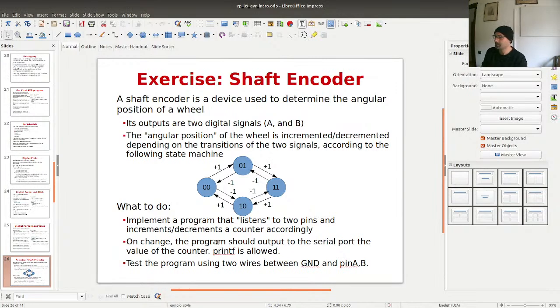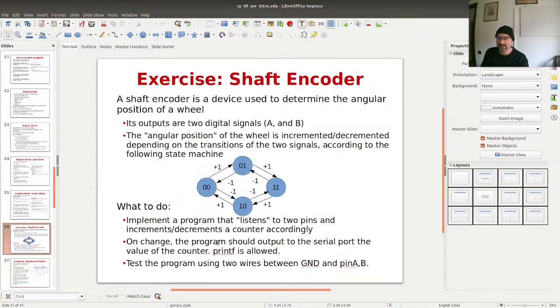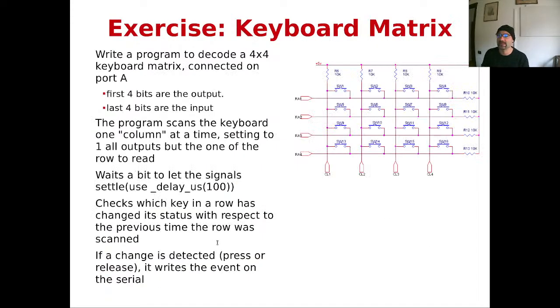Okay, this is the first exercise that I propose, the shaft encoder, and then there is a second exercise which is cooler, which is the keyboard matrix. It can be still used. This is a more difficult exercise, and it's optional, but we will demonstrate it next time. It's how to read from 16 keys by having only 8 bits, basically.